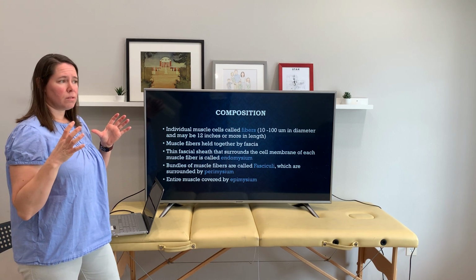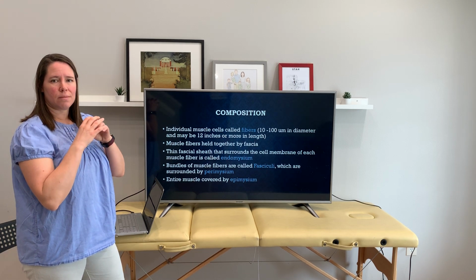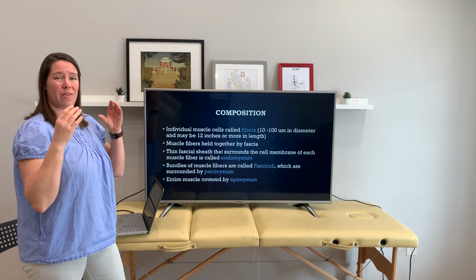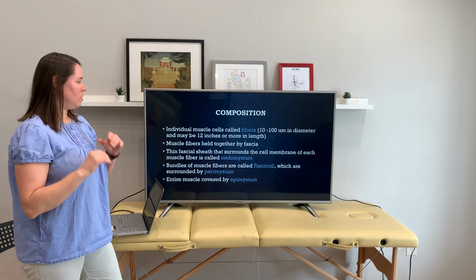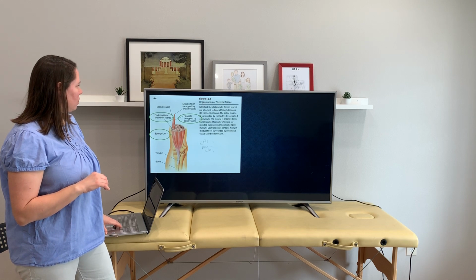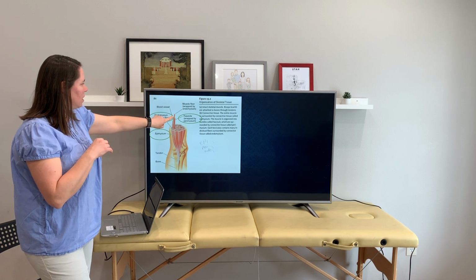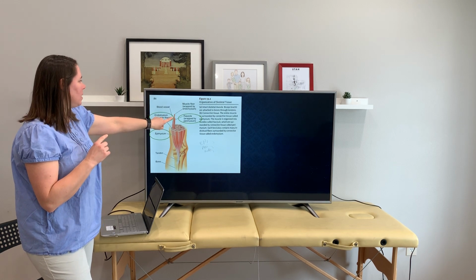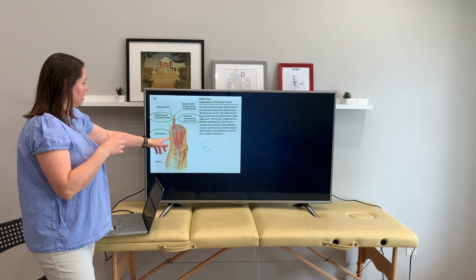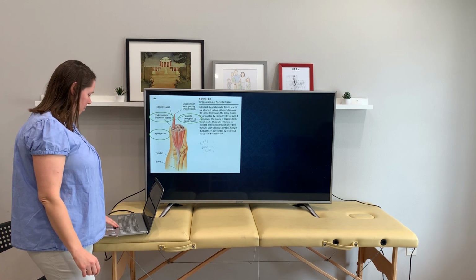So when we talk about the fascia that surrounds those, endo, you know that prefix, means innermost, epi is outermost, and peri is in between. So if you can see that here, this little muscle fiber is wrapped by the endomysium, and then as you get another bundle together, you have perimysium around that, and then for a whole muscle, you have the epimysium around the whole entire muscle.